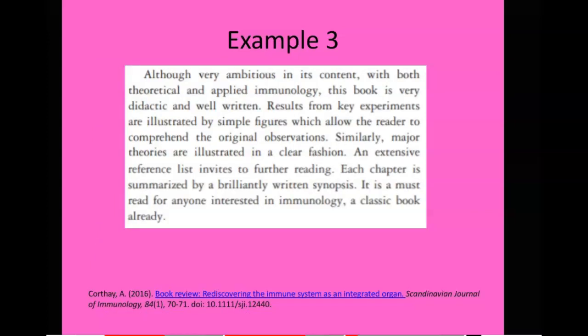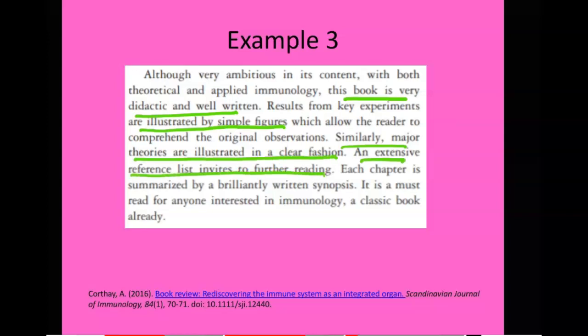And here is the conclusion, and it's some really nice writing in here and some nice phrasing and some great assessment all packed into 1 sentence. "Although very ambitious in its content with both theoretical and applied immunology, this book is very didactic and well written. Results from key experiments are illustrated by simple figures, and similarly, major theories are illustrated in a clear fashion. An extensive reference list invites to further reading. Each chapter is summarized by a brilliantly written synopsis." And in the last sentence: "It is a must-read for anyone interested in immunology, a classic book already."